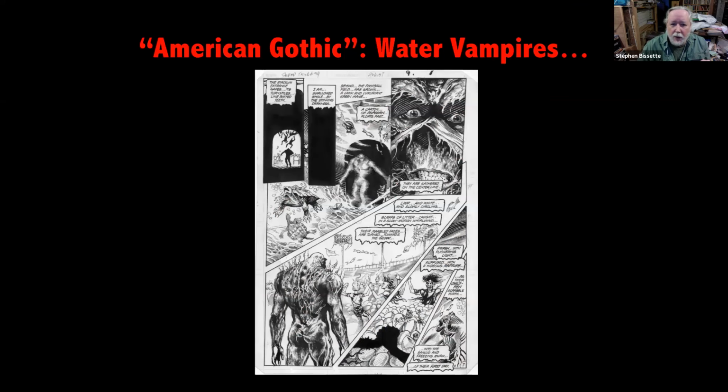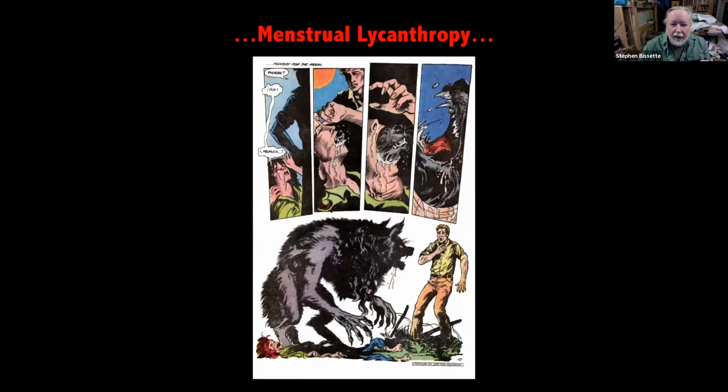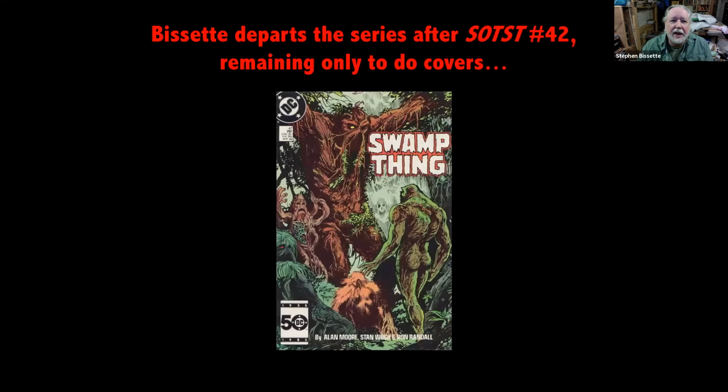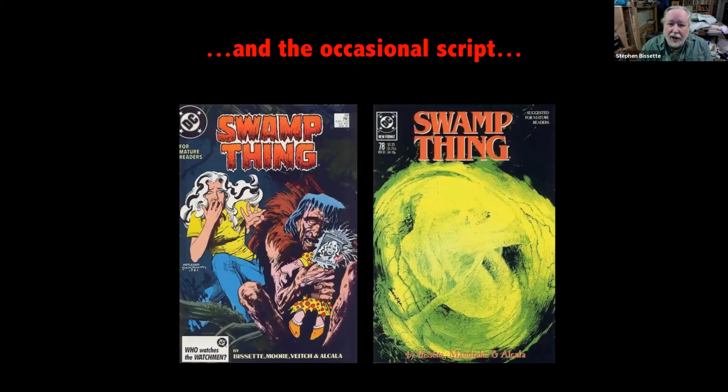We continued working together on Swamp Thing for a time. We did our water vampire story. Another plot idea I'd suggested to Alan that we did end up doing together was a woman's case of lycanthropy being tied into her menstrual cycle. We did Voodoo and Zombies in American Gothic, but I left the series. I stayed on to do covers. I occasionally would script a guest issue. I did script issues 59 and 78 and one of the annuals.